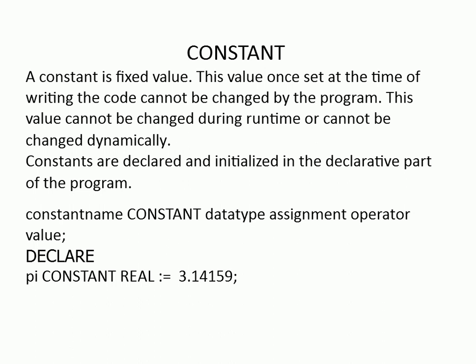A constant is a fixed value. This value, once set at the time of writing the code, cannot be changed by the program. This value cannot be changed during runtime or dynamically. Constants are declared and initialized in the declarative part of the program. To declare constants, we provide the constant name, constant keyword, data type, assignment operator, and value.